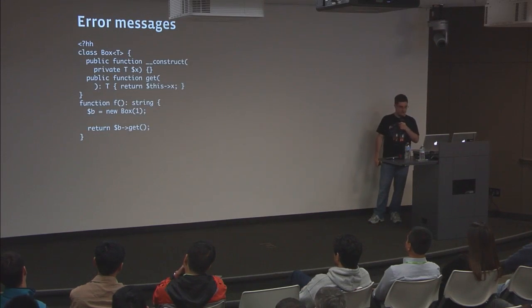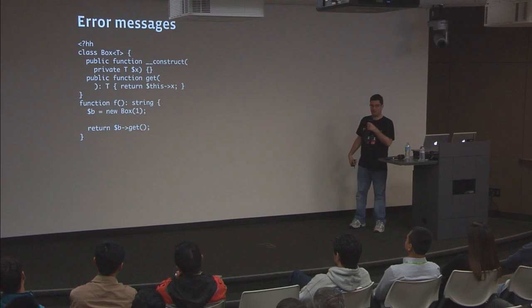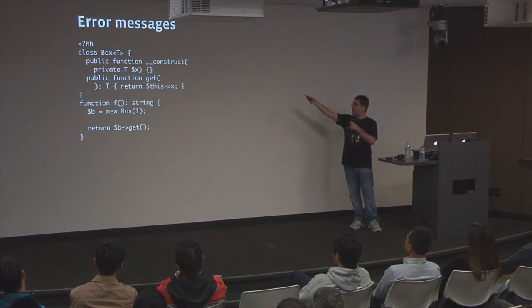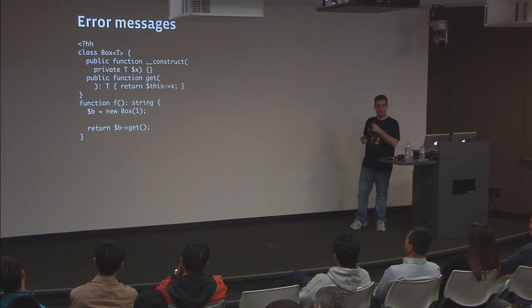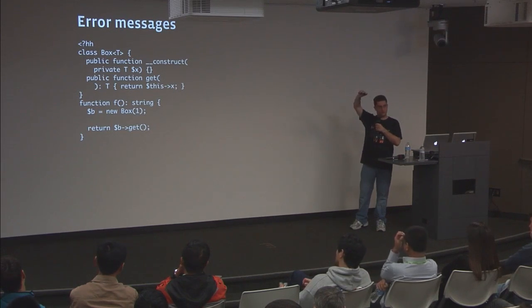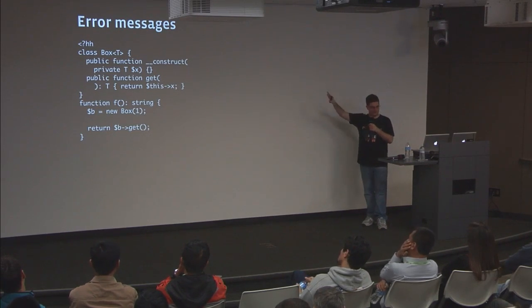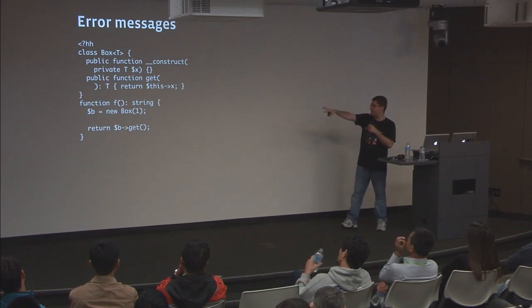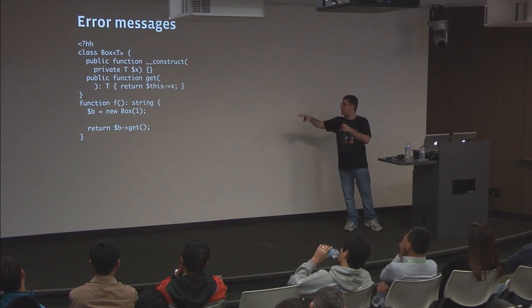Here's a more complicated example. This is a generic class. This is a box. It's got a constructor that's going to take in something of type t, which is the type that's parameterized over. We're going to call that x. This private t $x syntax is going to write it into a member variable. This is called constructor argument promotion. Don't worry about it. Just know that this arrow x is defined. It's written to. It's going to have type t.